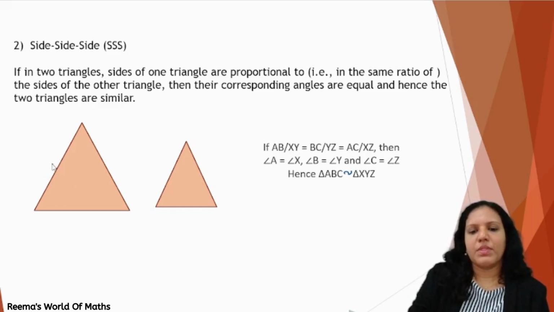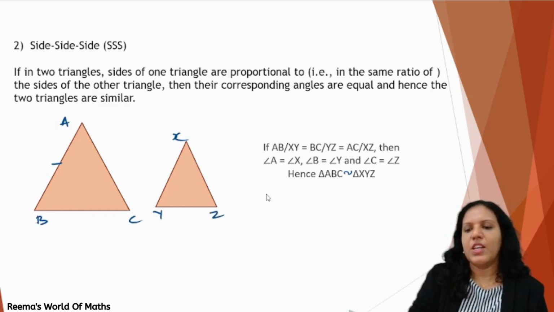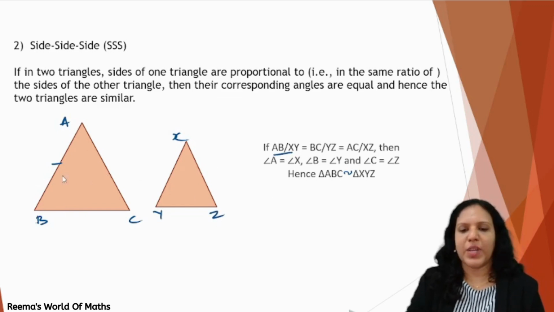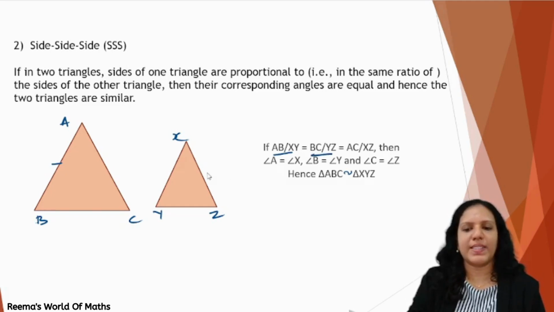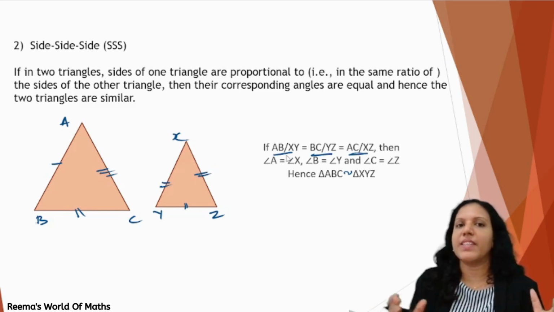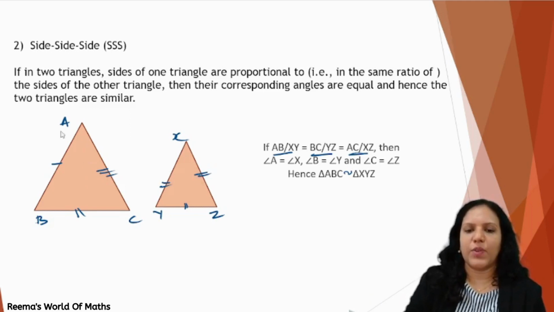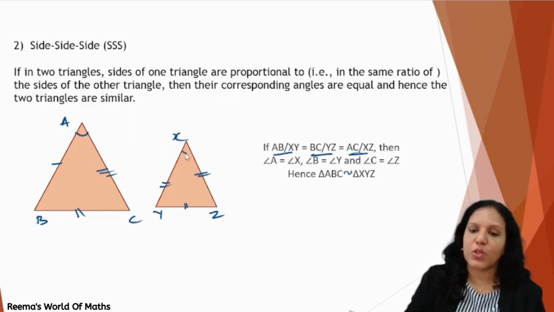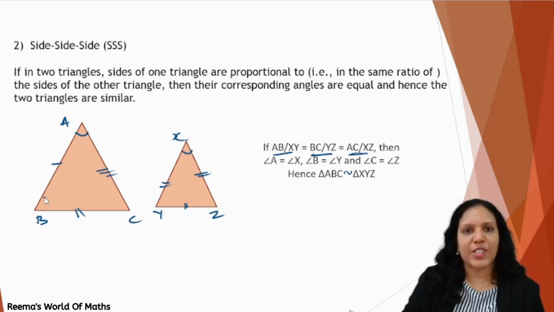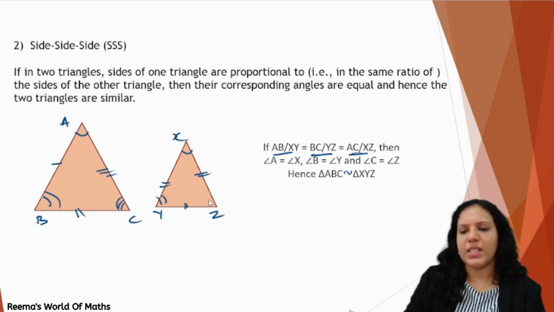So let's see, take triangle ABC and triangle XYZ. If AB by XY is equal to BC by YZ, which is equal to AC by XZ, so all the corresponding sides are in the same proportion, then the angles are equal. The corresponding angles are also equal: angle A equals angle X, angle B equals angle Y, and angle C equals angle Z.